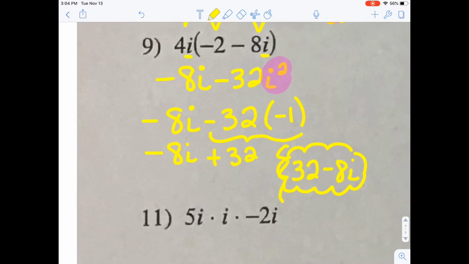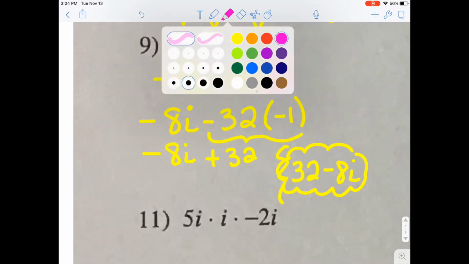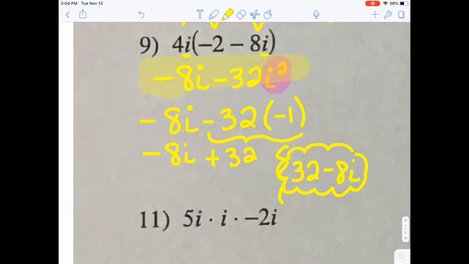Now if you go back into this example and you look up here, and I'll highlight that in yellow, if you know that i squared is equal to -1, you can actually apply the -1 rule by crossing out i squared and simply changing the sign in front of the number, and it'll automatically give you your answer right here. You just need to rewrite it with the real number first, the imaginary number second.